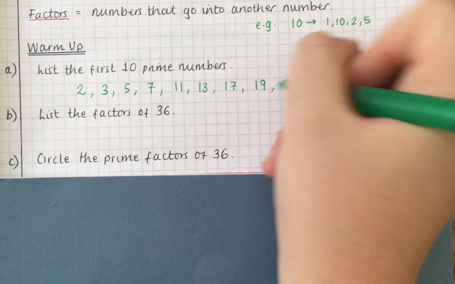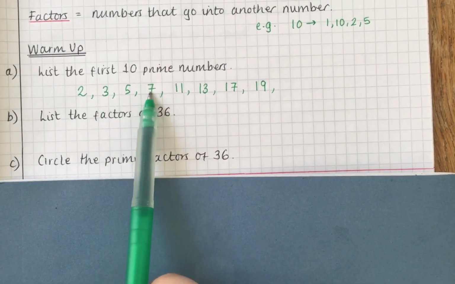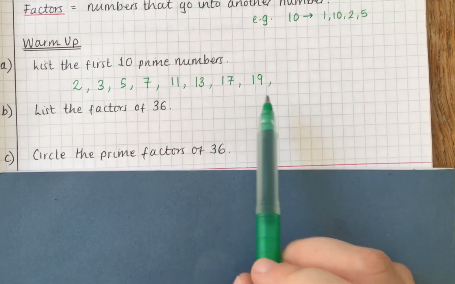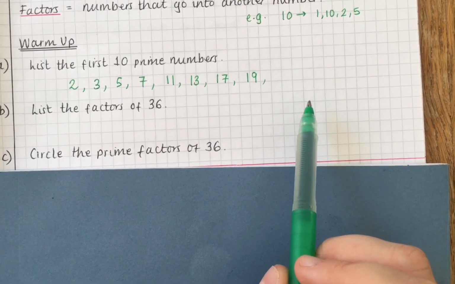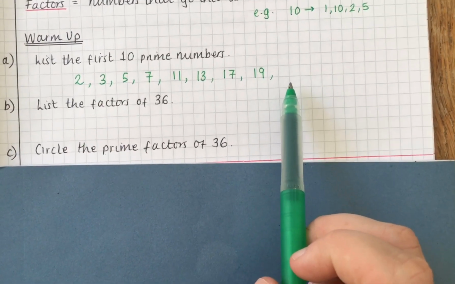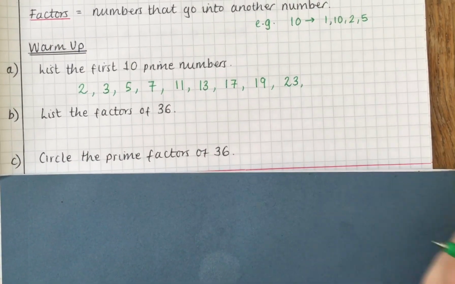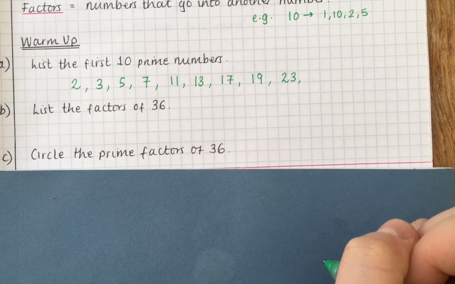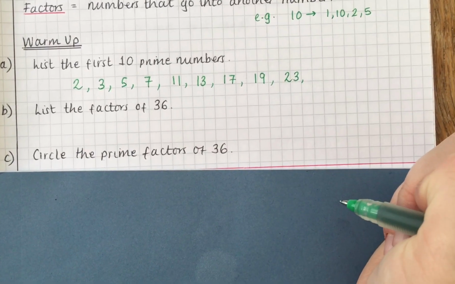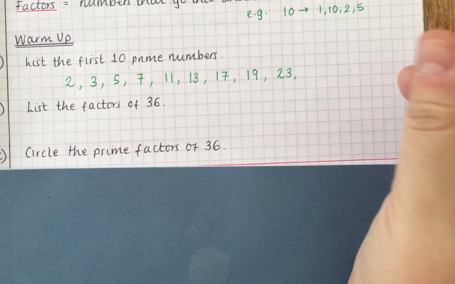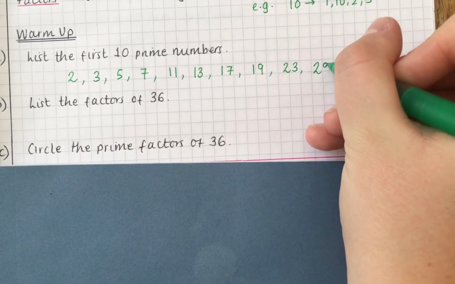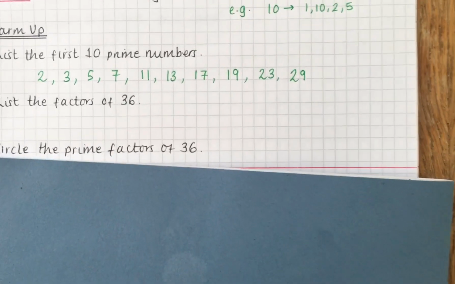19. Let's see how many we've got. 1, 2, 3, 4, 5, 6, 7, 8. So 2 more. The next one up, people think that 21 is prime, but it isn't. You can divide it by 3 and 7. So the next one's actually 23. 25 isn't prime because you can divide it by 5. 27 isn't prime because you can divide it by 3 and 9. And so the next one is 29. So those are the first 10 prime numbers.